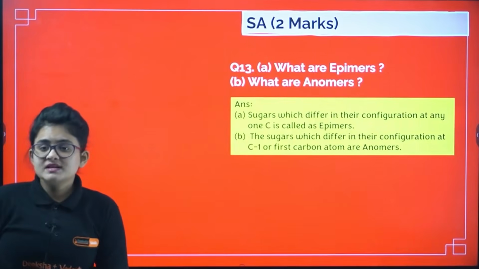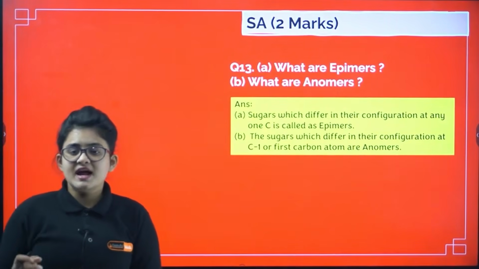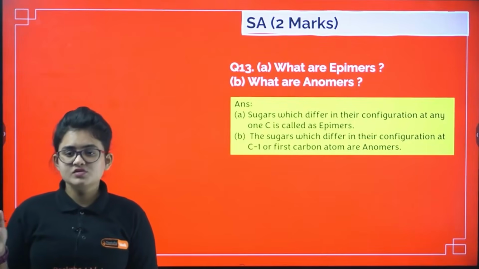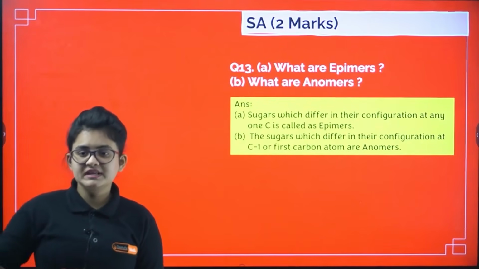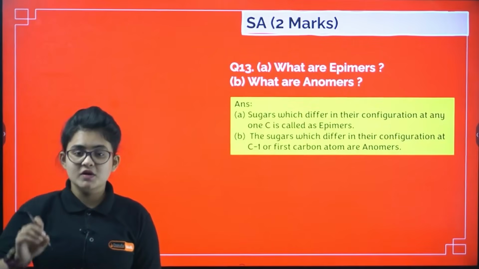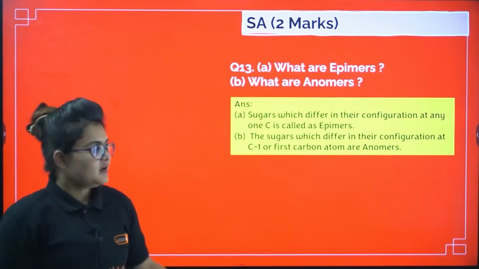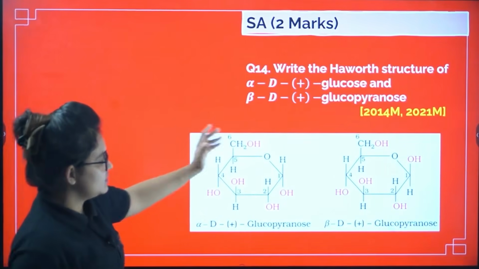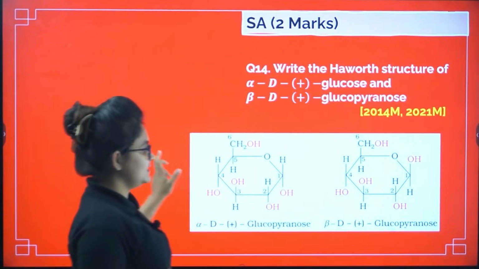So epimers are sugars that differ in their configuration at any one carbon, that is an epimer. And anomers are sugars that differ in their configuration only at C1, that is the first carbon, that is an anomer. Next, this is the structure of glucose and glucopyranose. Here you can see these two can be represented like that.